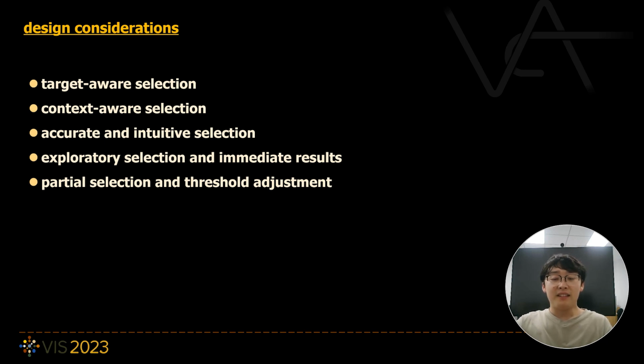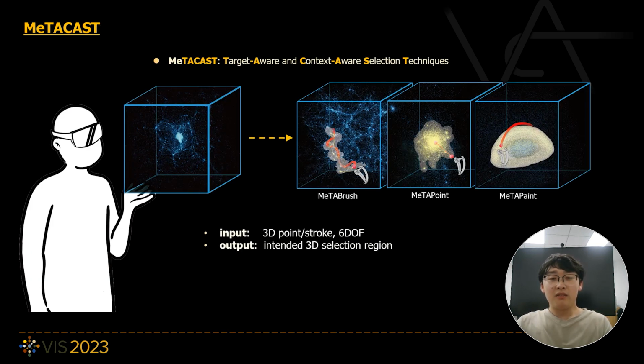Well, based on these findings, we propose the design considerations. The new selection techniques should handle various target shapes and contexts. Although it's hard for users to have a precise input, the method should help them to select the region they want. It also should support partial selection and threshold adjustment. So we created 3 selection techniques: MeTaBrush, MeTaPoint, and MeTaPaint. The common idea is that the user can give a 3D point or stroke in the immersive environment, and the output is the intended 3D selection region. I will introduce them one by one.